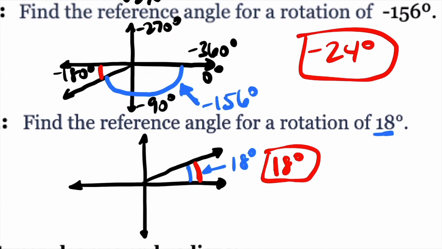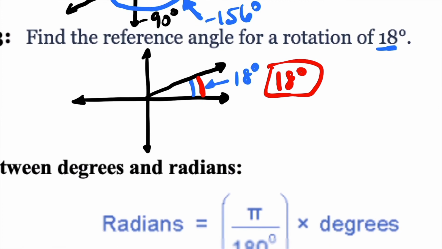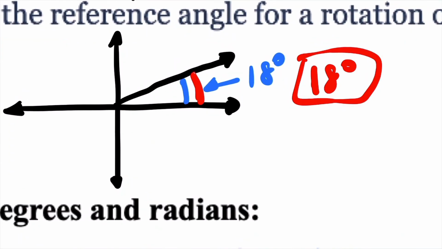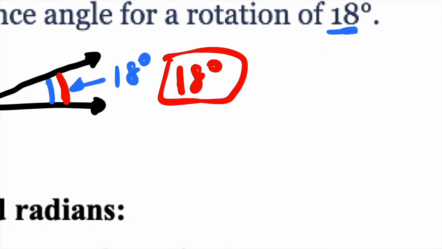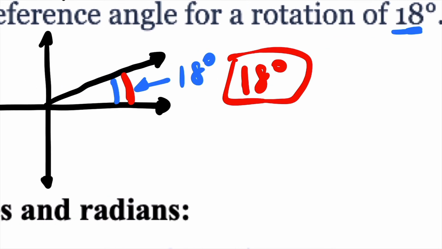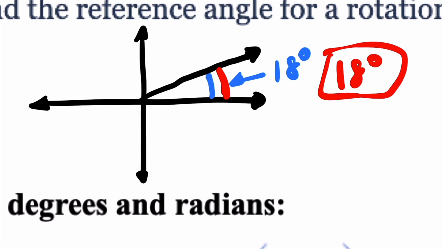Reference angle? Yeah, we had one there. So at 156, example number 3. Nope, because it's positive. If the angle is positive, the reference angle is always going to be positive, because it's this opening. If it was a negative opening, negative 18 is down here. That's positive because it went up.